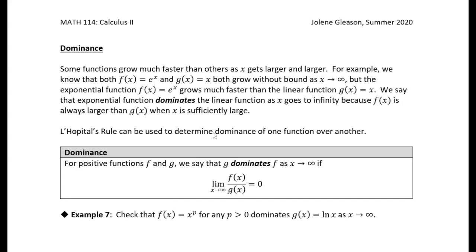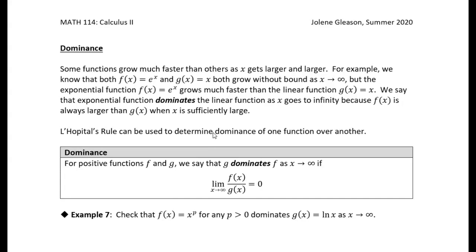So if you have two functions, let's look at, for example, e to the x and x. Both of them go to infinity, right? As x goes to infinity, they both grow without bound. But if you've ever graphed either one of these functions, obviously e to the x grows much faster than just the linear function x. So we say that the exponential function dominates the x function.